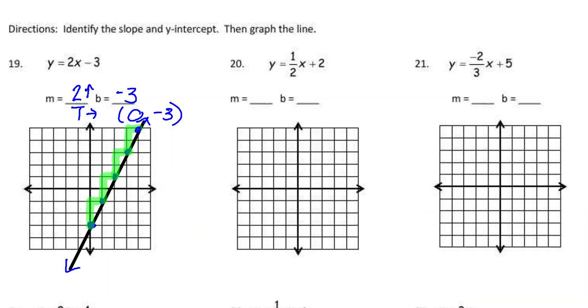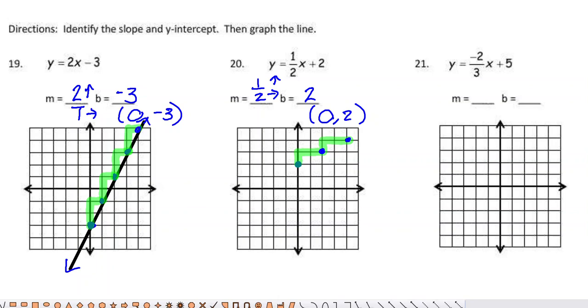For number 20, my slope is 1/2. My y-intercept is 2. Remember 0, 2 for y-intercept. 0 comes where the x point is. So 0, 2. And then I'm going to rise 1, run 2, rise 1 over 2, rise 1 over 2. So I can do here and here. Draw a nice pretty straight line.